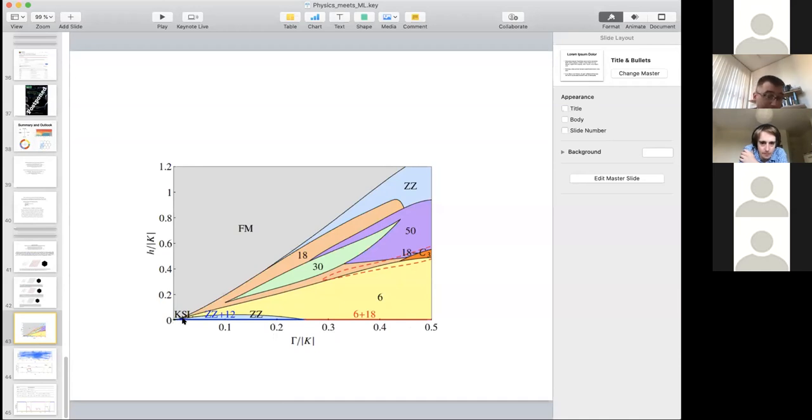And then they claim for weak gamma, the phase is zigzag or 12 site order, and then later on it's 6 plus 18. 6 is stabilized when applying a magnetic field, and for some reason there are other variants of 18 popping up at larger fields. Now, it's not simple for me to interpret what they mean with an 18 sublattice if I don't have an explicit ordering formula.